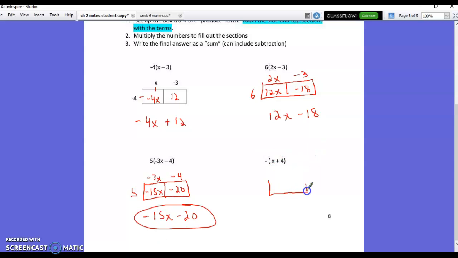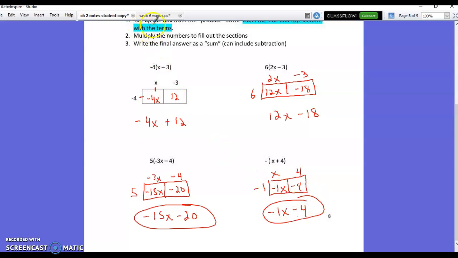Another 1 by 2 box here. So we have a -1 I'm going to put, because imagine there's a 1 there, then x and a positive 4. So we have -1x. -1 times 4 is -4. So my distributed answer would be -1x minus 4.